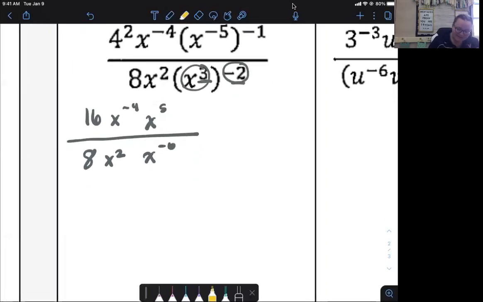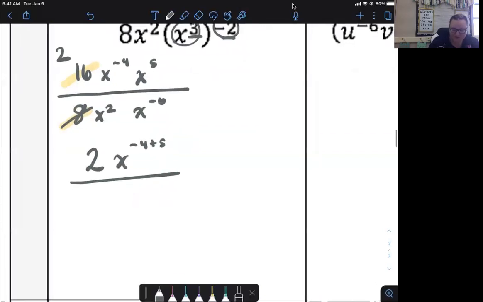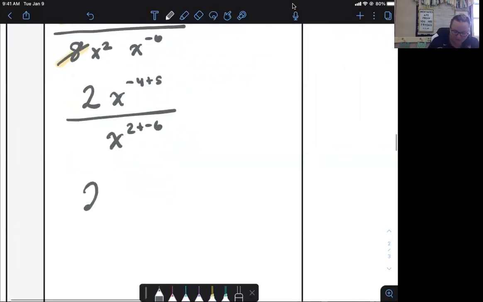Next, let's simplify 16 over 8. 16 over 8 becomes 2. So then I have 2x to the, whenever I multiply, so I have x to the negative 4th times x to the 5th. I'm going to add those exponents. And then in the denominator, the 8 canceled. I have x squared times x to the negative 6th. Again, I'm going to add my exponents because I'm multiplying. Negative 4 plus 5 is 1. 2 plus negative 6 is negative 4.